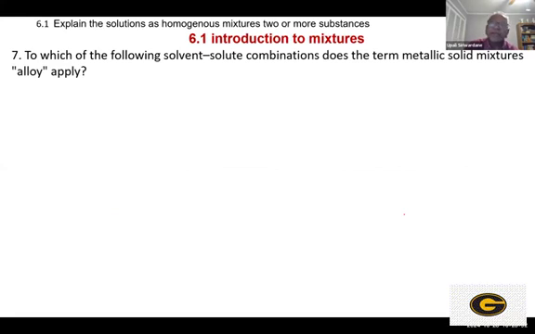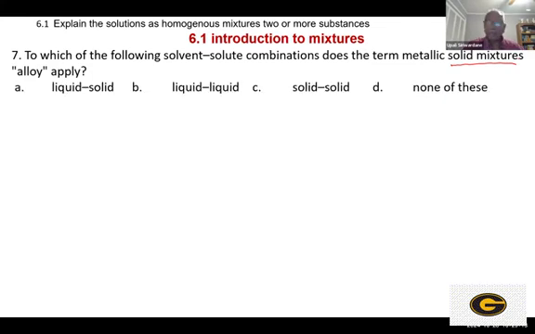Which of the following solute-solvent combinations does the term metallic solid mixtures, alloy, apply to? Solid-solid mixtures of metals are called alloys. This is the solid-solid. Liquid is not alloy, metallic. C is the correct answer.